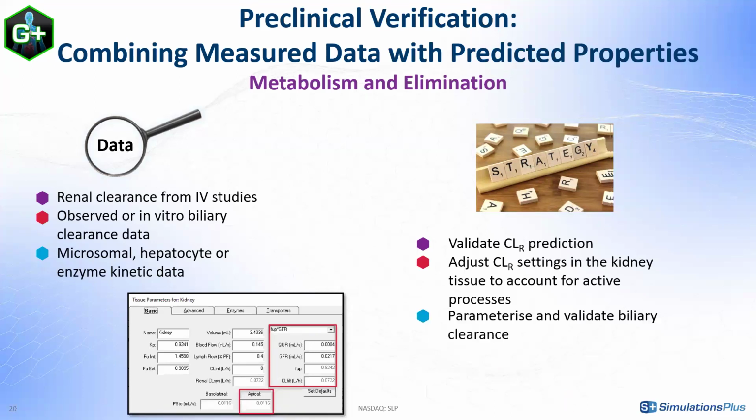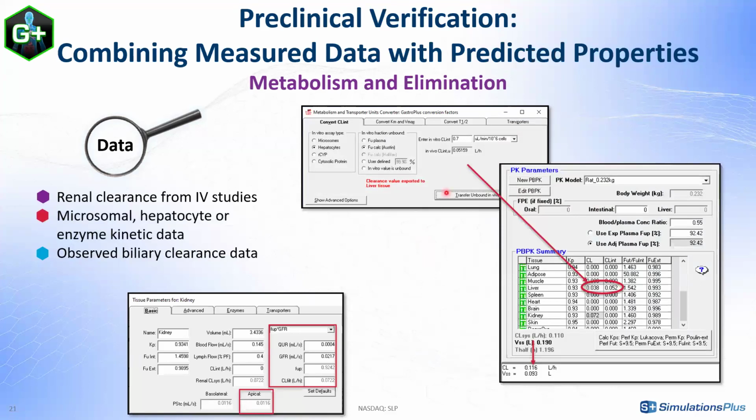Biliary clearance data can be parameterized in a number of different ways. For example, via the specific transporter, if that is known, or as a fraction of hepatic clearance. The metabolism and transport module can be used to assess the in vitro to in vivo correlation of any in vitro clearance data that you may have. And it will also enable you to scale your in vitro clearance data to a hepatic clearance.